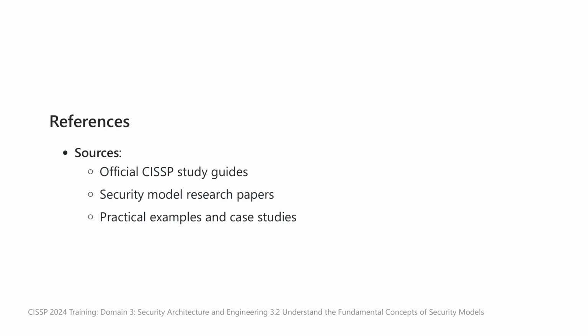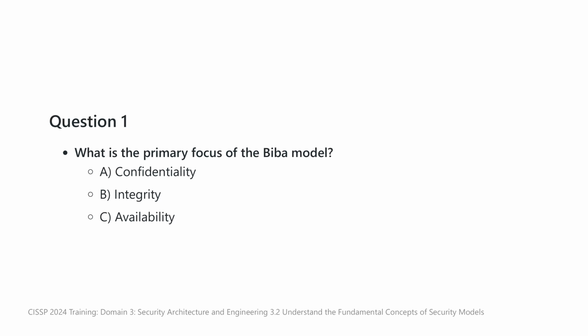In this slide, we provide a comprehensive list of references that will support your understanding of the fundamental concepts of security models covered in Domain 3 of the CISSP 2024 training. The sources include official CISSP study guides, which are essential for your certification preparation. Additionally, to deepen your knowledge, we recommend diving into security model research papers, which offer detailed analyses and theoretical foundations. Finally, practical examples and case studies will help you see these concepts in action, making it easier to grasp their real-world applications. Now let's examine the current question on the primary focus of the BIBA model.